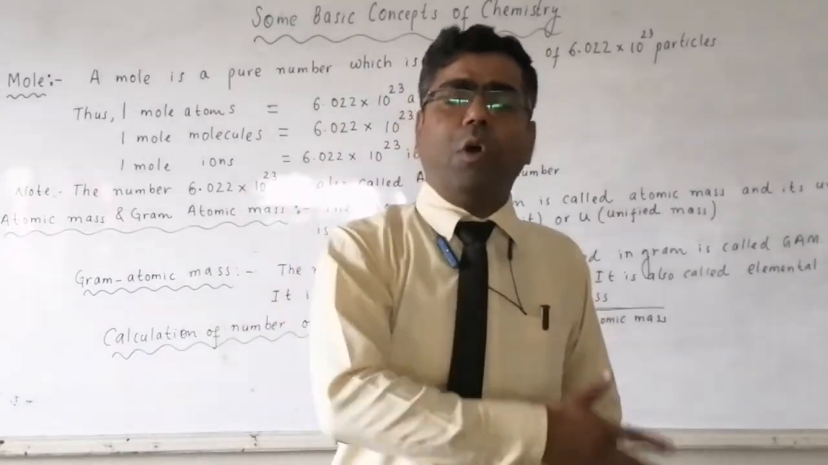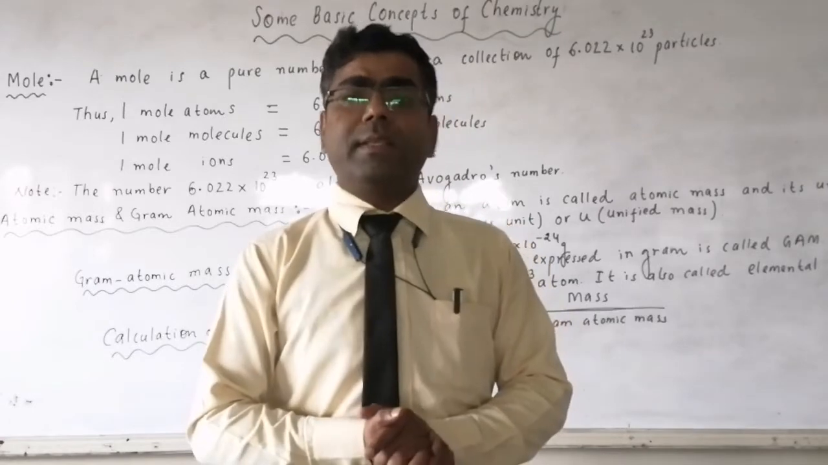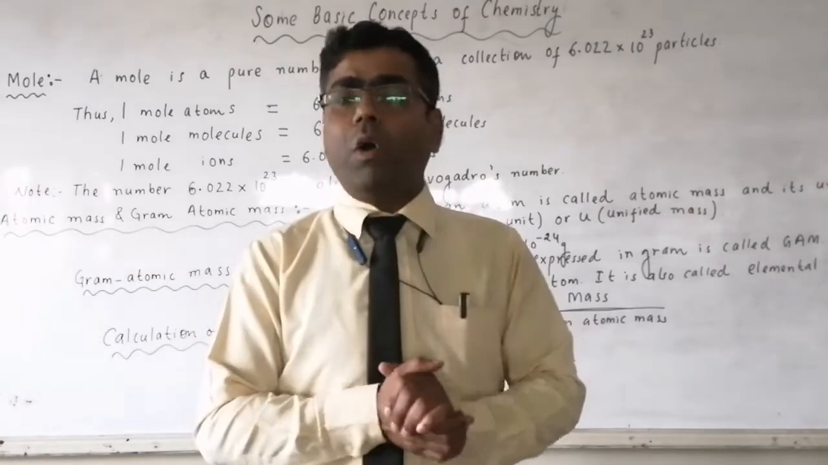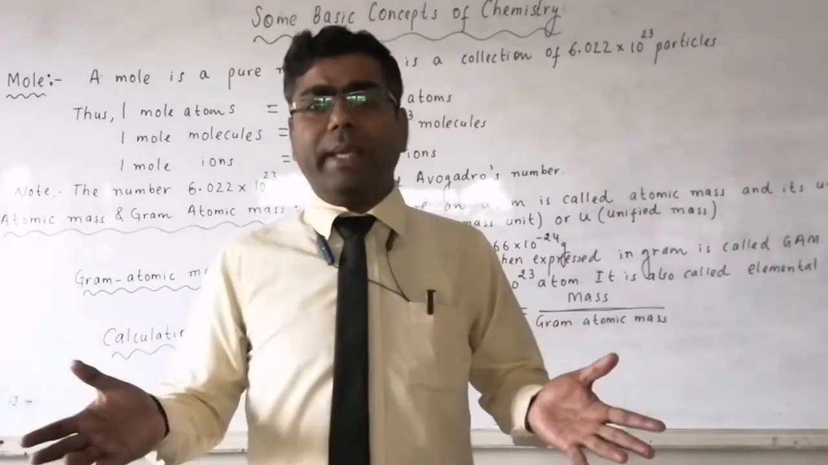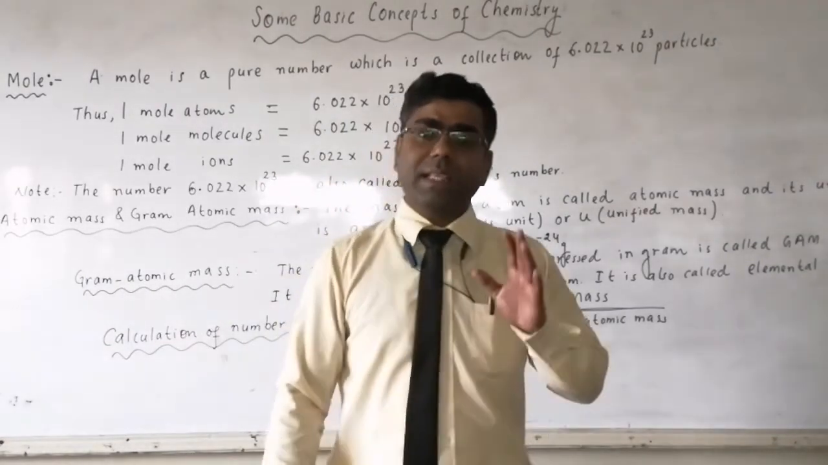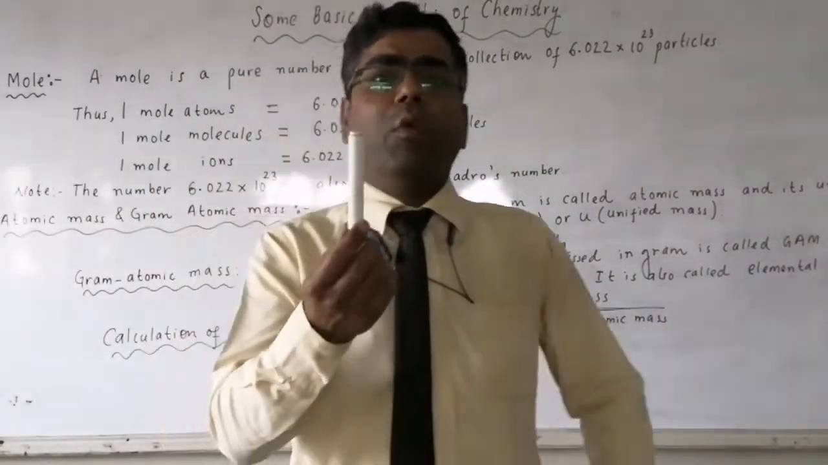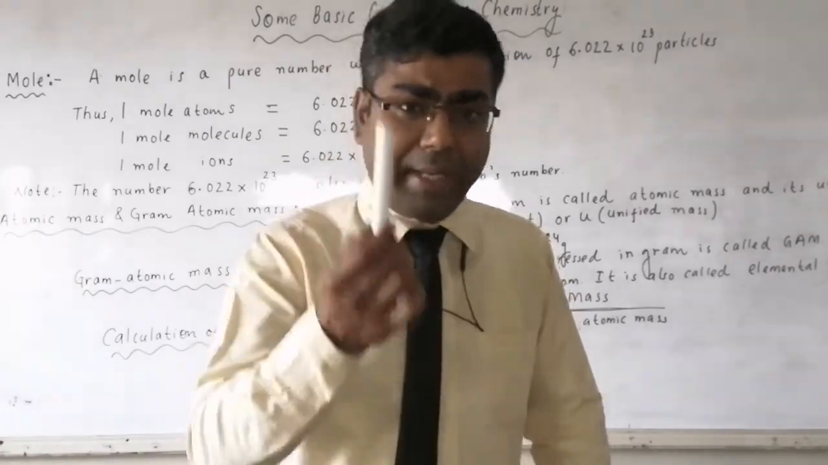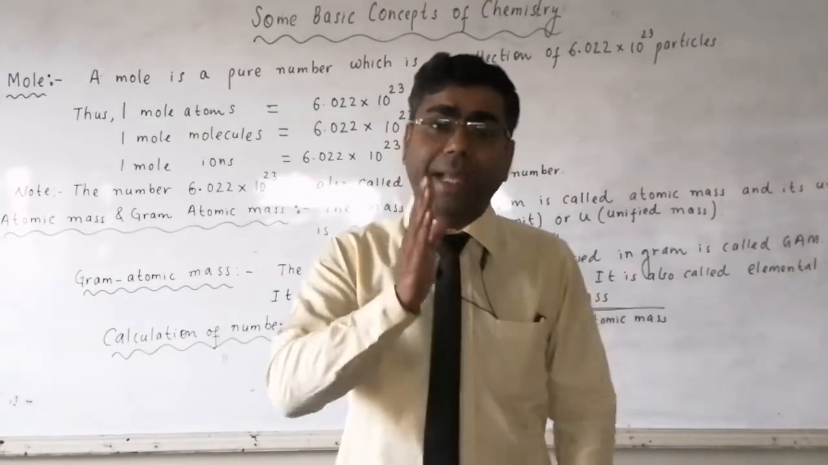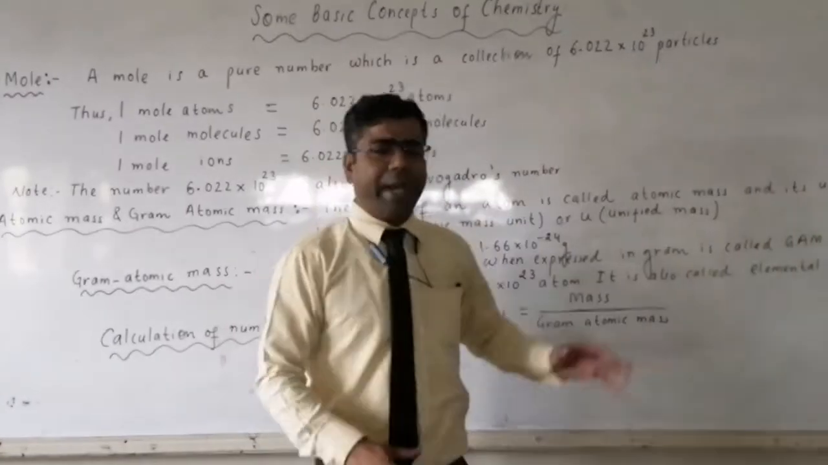It can be 1 mole electrons. Then the number of electrons I am talking about will be 6.022 into 10 to the power 23 electrons. It can be 1 mole protons or 1 mole neutrons. 1 mole protons means 6.022 into 10 to the power 23 protons, and 1 mole neutrons means 6.022 into 10 to the power 23 neutrons. It can be 1 mole marker. If I am writing 1 mole marker, it means I am talking about 6.022 into 10 to the power 23 markers.